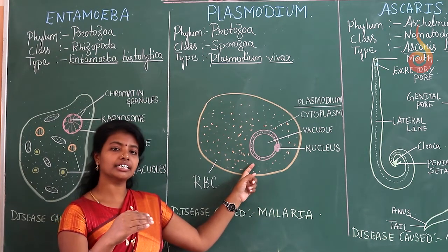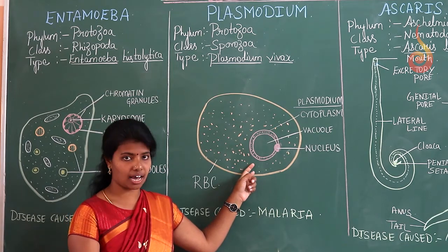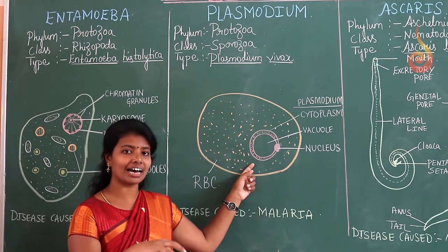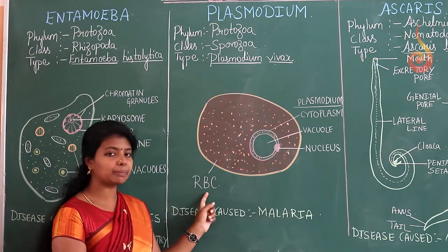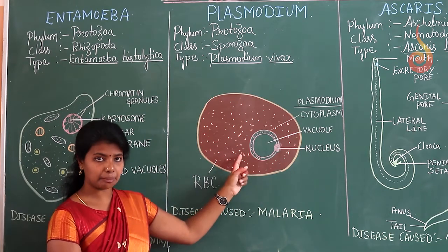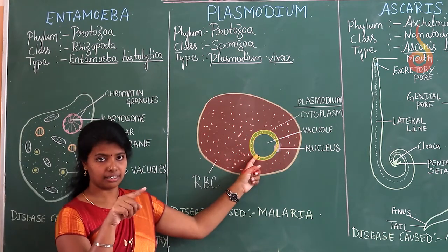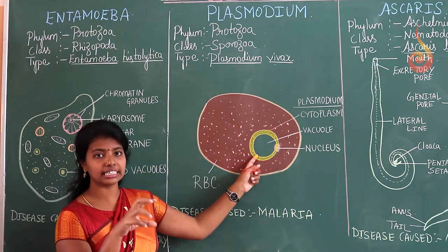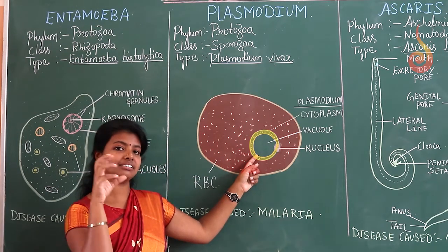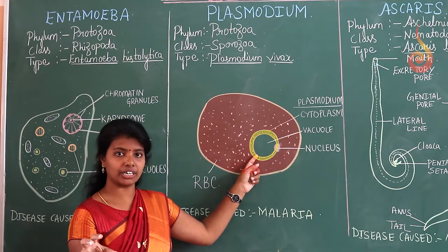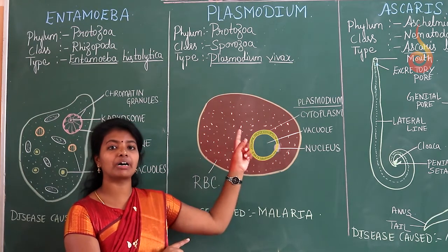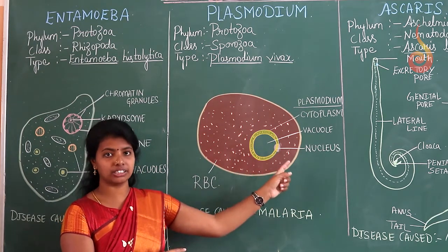I mentioned earlier that Plasmodium is intracellular. It will be present inside the cell of the host. Here the particular target for the malarial parasite is the RBC, red blood cells. We can observe the parasite inside the RBCs in the form of a ring. This ring is called the signet ring stage. So if a person is suffering from malaria, we can test for the disease at this particular stage. We call it the diagnostic stage of the malarial parasite.